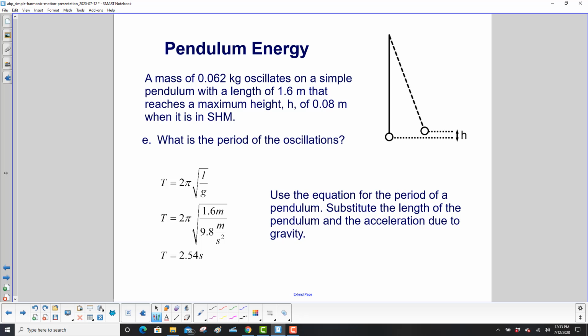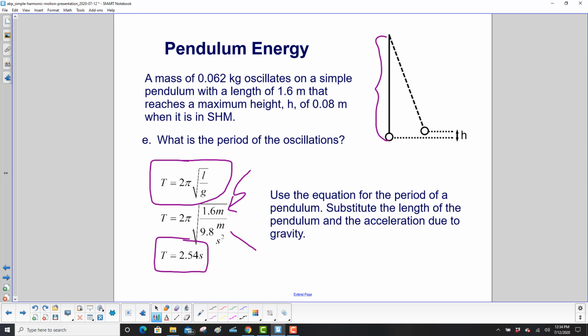What is the period of the oscillations? For a simple pendulum, the equation is period is 2 pi times the square root of the length, this here, divided by the gravitational acceleration. It does not depend on the mass. So we substitute in L, here's g, and we get a period of 2.54 seconds. And make sure you take the square root here after you divide L by g.